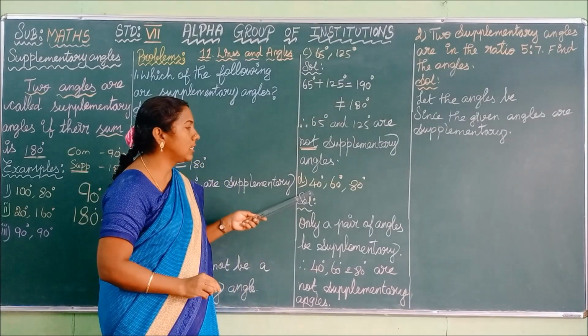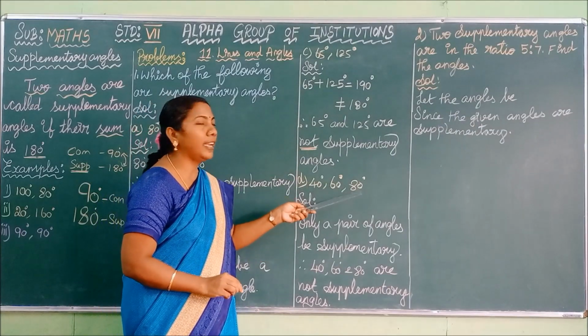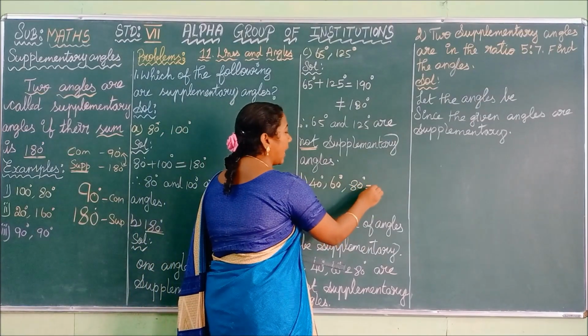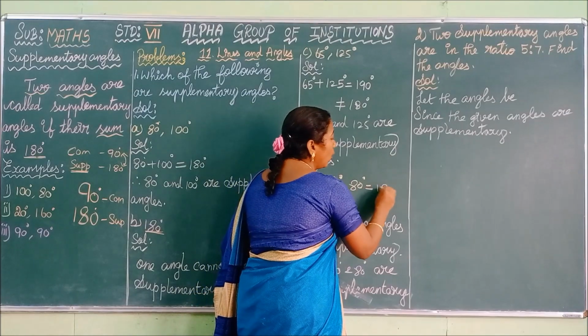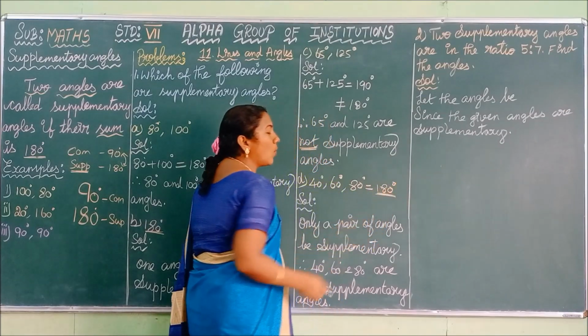Okay, see the next sum: 40 degree, 60 degree, 80 degree. If you add these three angles, what is your answer? 60 plus 40, 100, 100 plus 80, 180 degree. Thus we got the answer 180 degree.